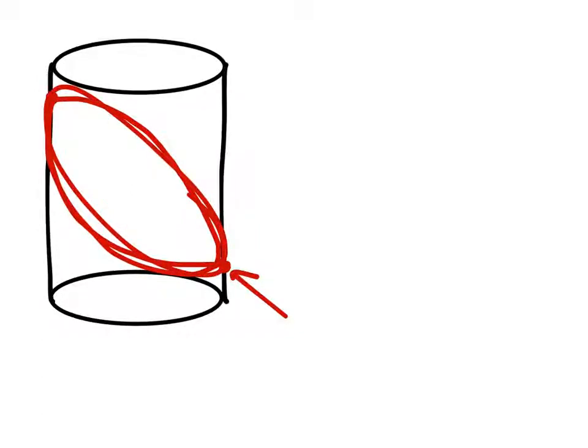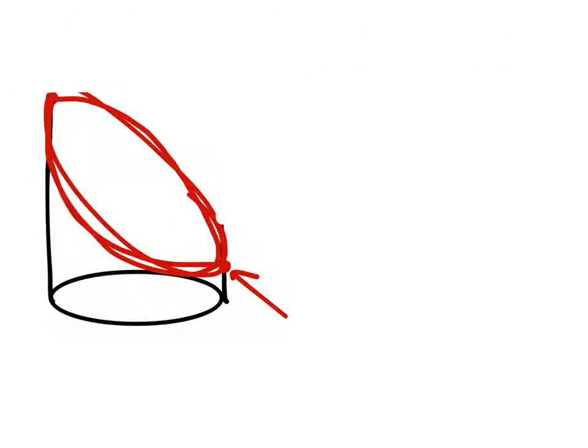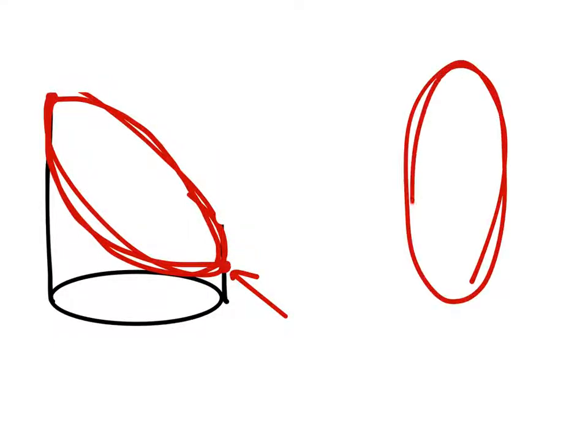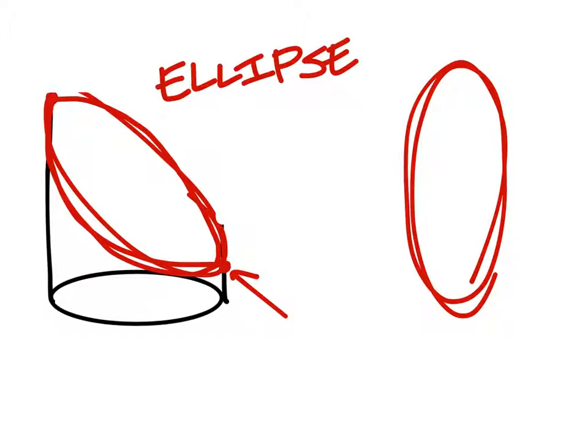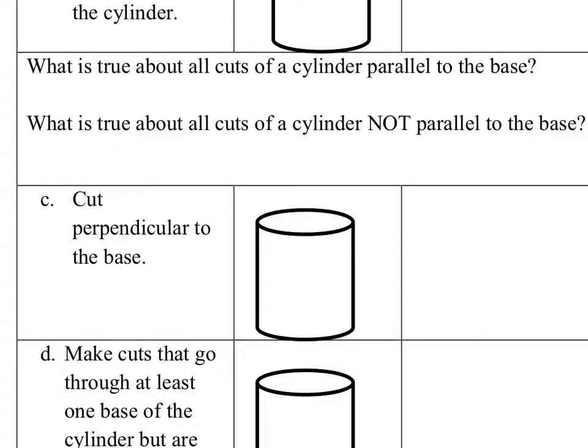Something like that. Now if we look at this shape, let's go ahead and clean that up. If we looked at this straight on, this would be some kind of, you guys would call it an oval maybe. But yes, in math we would call it an ellipse. So this next question, what is true about all cuts of a cylinder parallel to the base? Well, that would give us all circles. Then what is true about all cuts of a cylinder not parallel to the base? Those are all going to be ellipses. Bam, there we go.